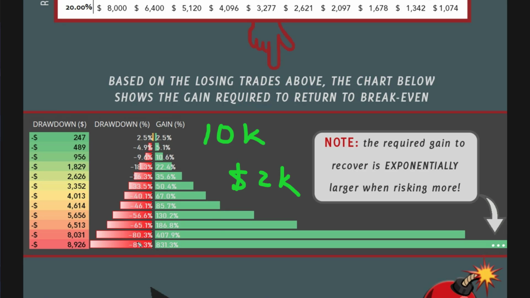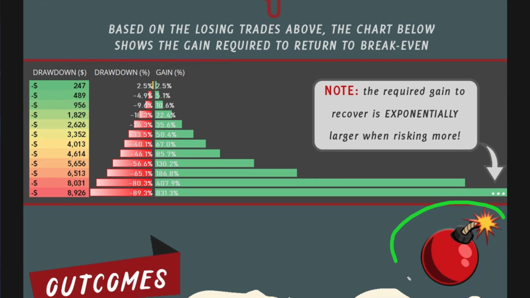Then they realize, holy smokes, I'm down 80%. I need to grow my account by 400% to come back. And they'll just pack it up and quit, right? You get to a point of no return. As you can see, the more you risk in that losing stretch, the amount you need to recover is exponentially more, right? Here it's manageable. You're down 1%, after 10 losers you're down 9.6. You only need 10.6 to come back. That's achievable. But look what happens in this realm here. You're down 40%, you need 67% to come back. You're down 80%, you need 410% to come back. You're down 90%, you need to grow your account by 831% to come back to break even. And that's represented here by this bomb, right? You've just blown up your account.